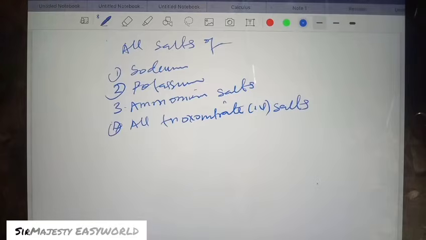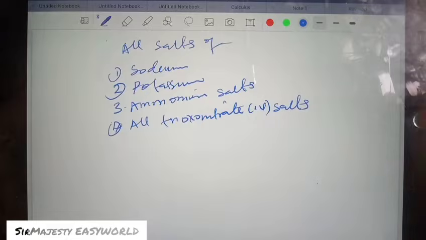So from this class, if they ask you to name any soluble salt of lead, you just call the nitrate of it. Simple. Anything nitrate dissolves in water. Anything ammonium dissolves in water. So that's just by the way.